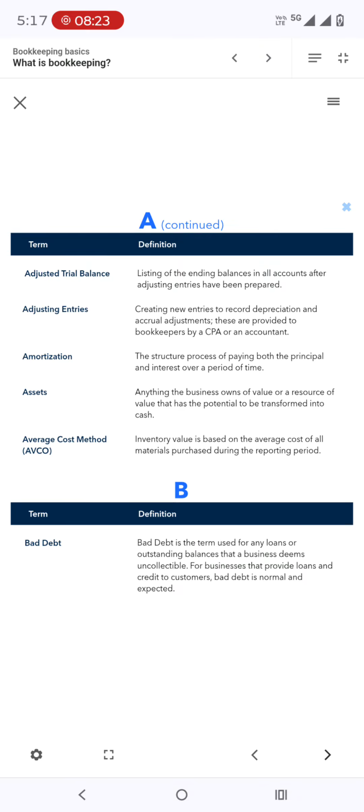Then amortization, what is amortization? Amortization means the structured process of paying both the principal and interest over a period of time. Then what is the average cost method? The average cost method is where the inventory value is based on the average cost of all material purchased during the recording period, okay. So thank you.